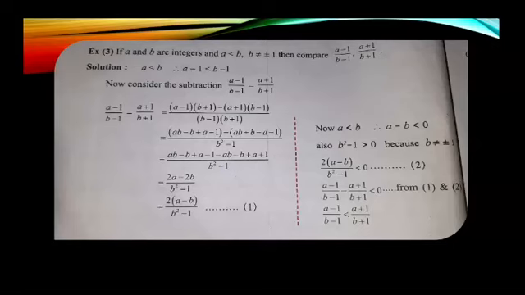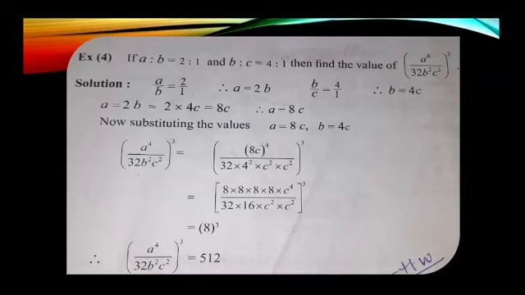So from 1 and 2 we get (a minus 1)/(b minus 1) is less than (a plus 1)/(b plus 1).